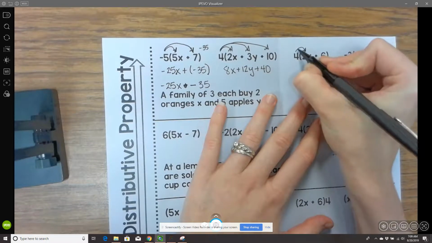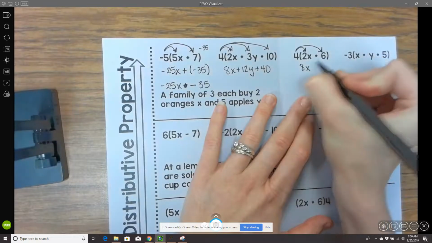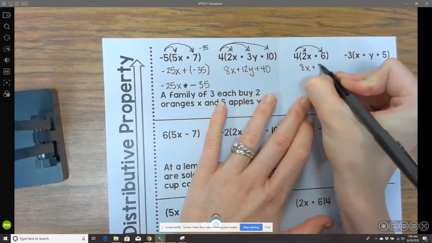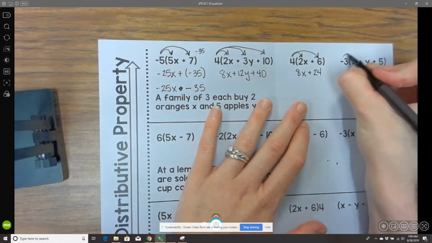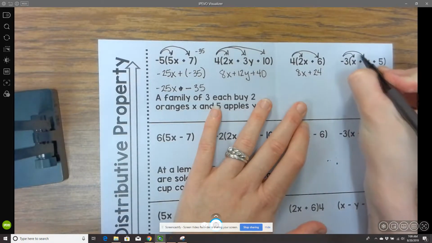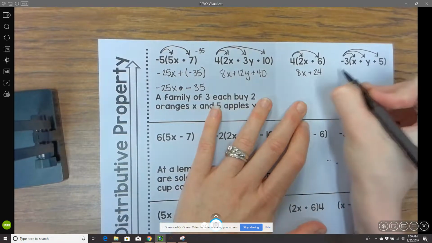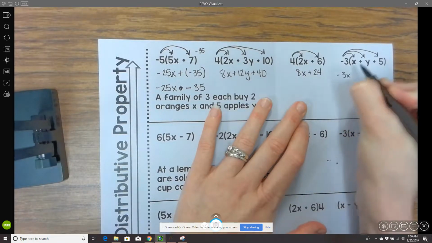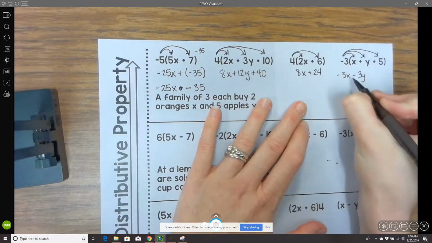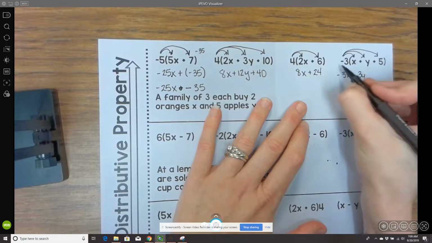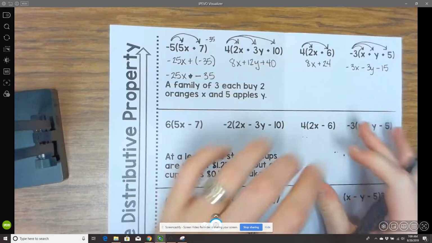So again, same thing. So 4 times 2x would give me 8x. 4 times 6 would give me a positive 24. And then we've got a negative again on the outside here. So we keep that in mind. So negative 3 times x gives me a negative 3x. Negative 3 times y gives me a negative 3y, or just minus 3y. And then negative 3 times 5 gives me a negative 15.